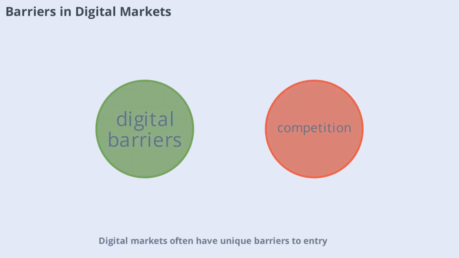Digital markets often have unique barriers to entry, such as the need for large user bases or access to vast amounts of data. These barriers can entrench the position of dominant firms and limit competition. Regulators are exploring ways to lower these barriers and promote a more level playing field in the digital economy.